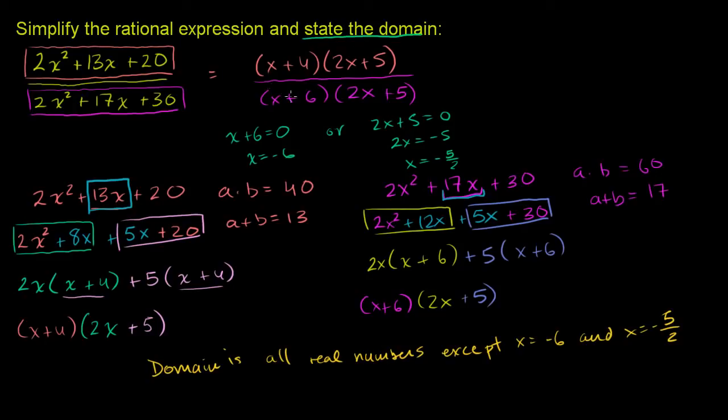Now let's simplify the rational expression. We've already said that x cannot be equal to negative 5 halves or negative 6. So let's divide the numerator and the denominator by 2x plus 5. We know that 2x plus 5 won't be 0, because x won't be equal to negative 5 halves. So we can cancel those out. And the simplified rational expression is just x plus 4 over x plus 6.